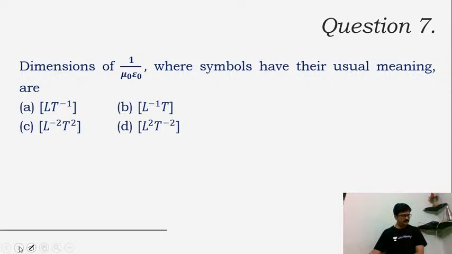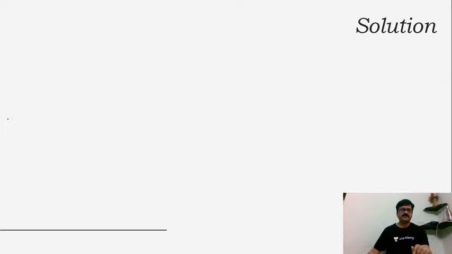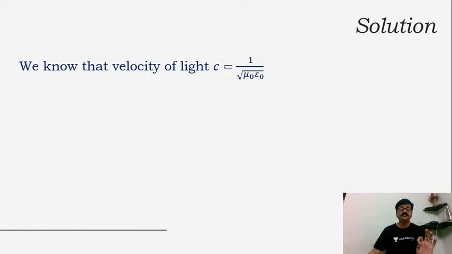Now seventh question. Dimensions of mu naught epsilon naught, where symbols have their usual meaning, are. Okay, now remember we have these dimensions given to us. So let me just explore this in one way. Velocity of light in vacuum, it is equal to 1 by root of mu naught epsilon naught. Now this is velocity of light in vacuum.